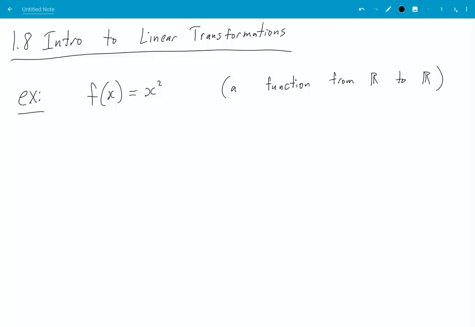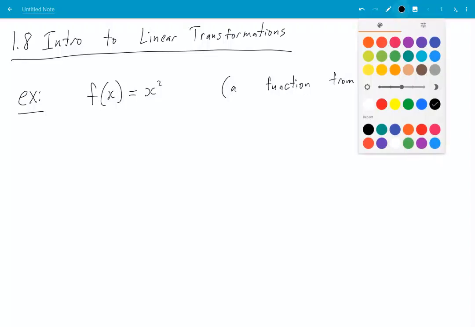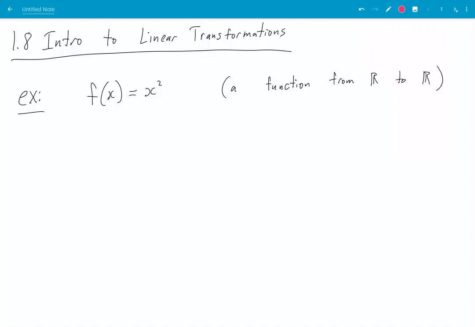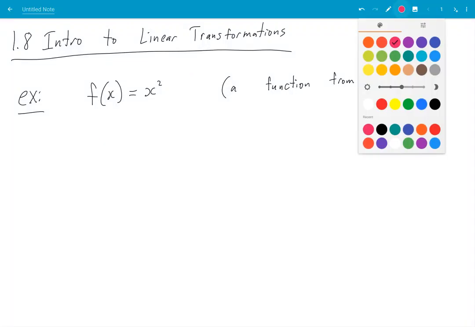Okay, pause and write this down. Okay, let's start with something familiar. f of x equals x squared. Okay, familiar from Sec 5 and NYA.